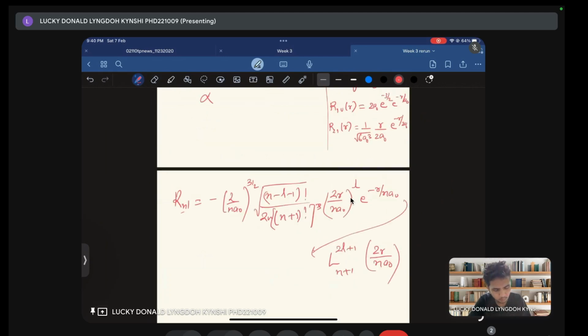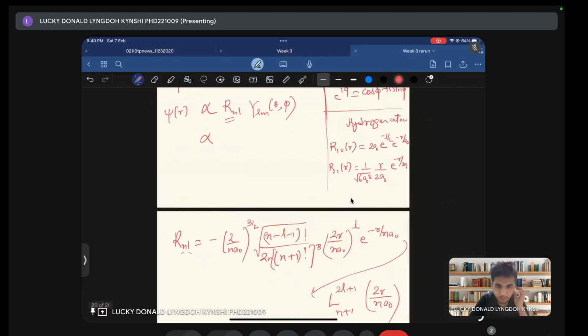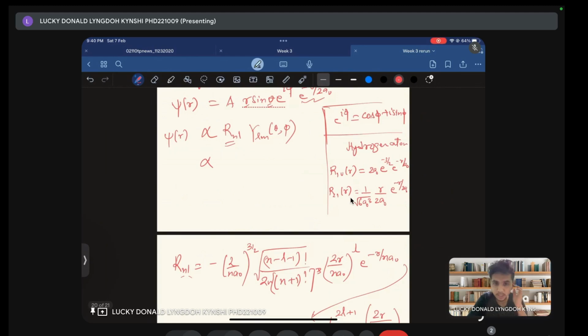So these are very lengthy equations, and that is how you get R10. That means you put n equal to 1, l equal to 0. For R21 you put n equal to 2, l equal to 1, and solve again, and you will get this equation. This is again available in the textbooks, all the details are there. I'll just give you these few short ones.